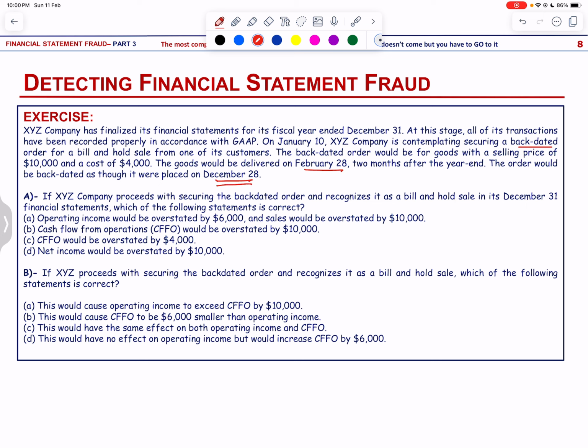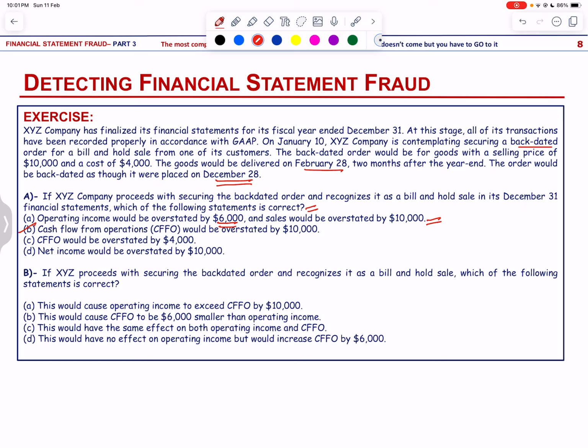Now, if XYZ Company proceeds with securing the backdated order and recognizes it as a bill and hold sale in its December 31st financial statement, which of the following statements is correct? Number A, operating income would be overstated by 6,000 and sales would be overstated by 10,000. So option A is correct, and the justification is that the backdated order increases sales by 10,000, thereby boosting the operating income by 6,000, that is 10,000 minus 4,000.